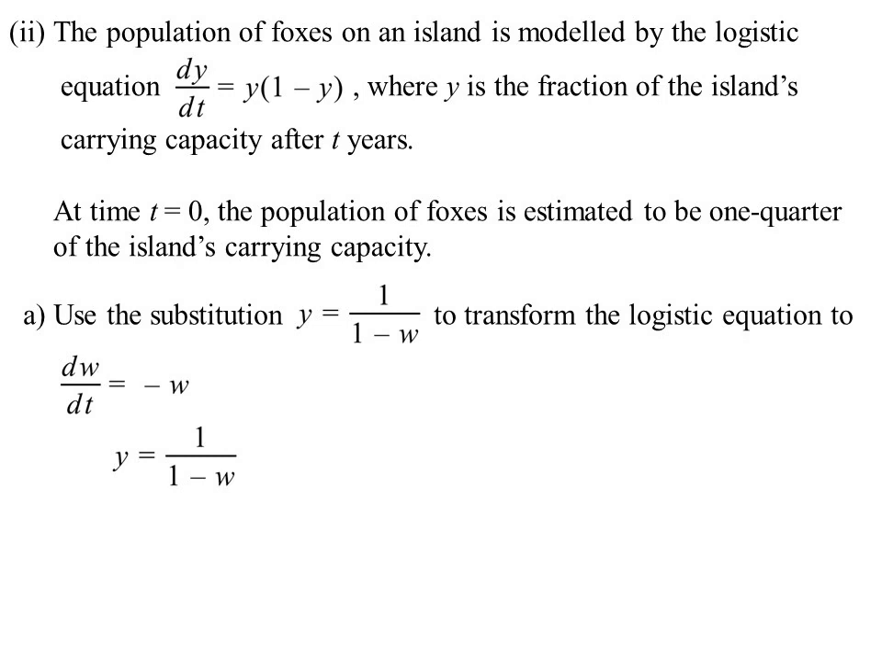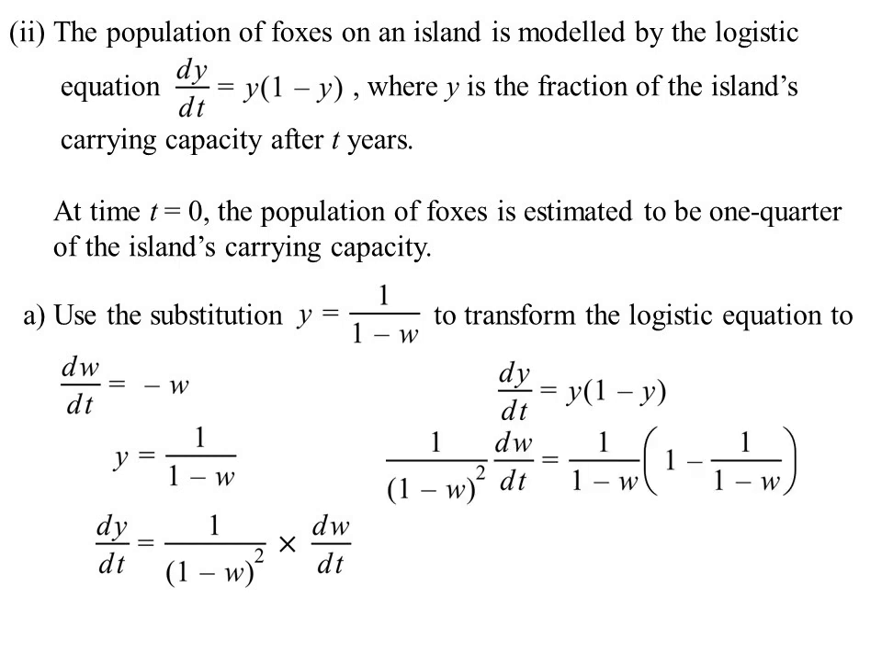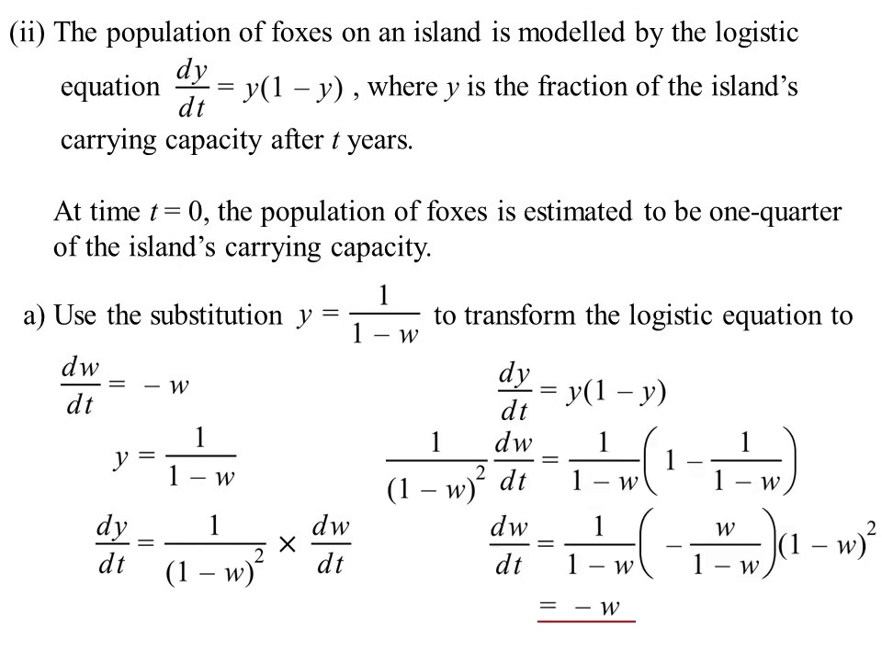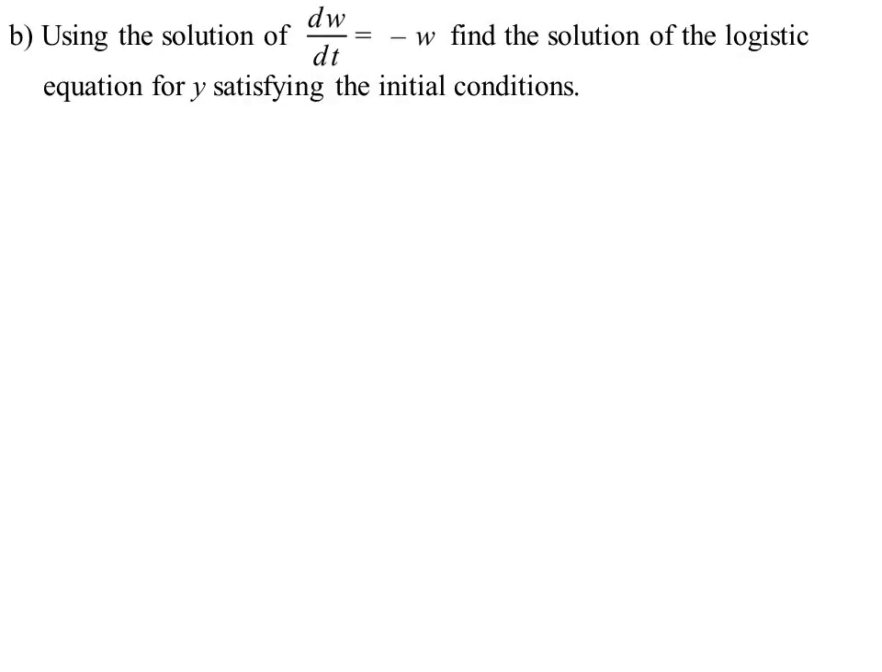Let's work out dy/dt then. So dy/dt, if I do it implicitly, differentiate 1 on 1 minus w, so minus the derivative on the function squared, we get 1 on (1 minus w) squared, but times that by dw/dt. Now I'll use the fact that dy/dt is y(1 minus y), substitute into that. Okay, a bit of algebraic manipulation, but yeah, we get it to be minus w, which is what they're looking for. So now we're going to use that to find the solution of the logistic equation, and the initial conditions when t equals 0, y is a quarter.